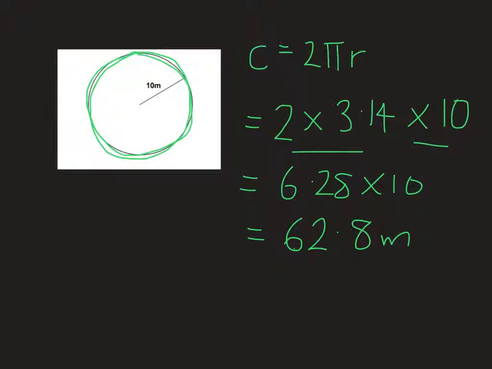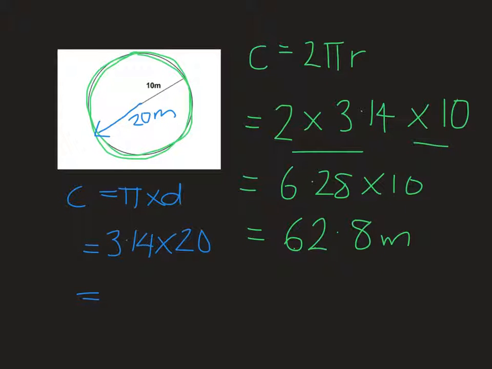The measurement's important. You could have also used the formula for this one, pi times diameter. You could simply double the radius to give you a diameter of 20 meters right across the circle running through the center. So the circumference would be equal to 3.14 times the diameter of 20. That will also, whether you worked it out in your head, on paper, or with a calculator, give you an answer of 62.8 meters.